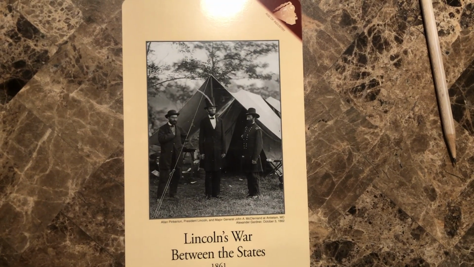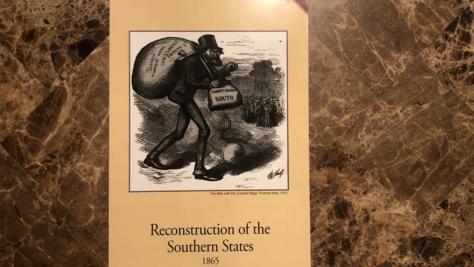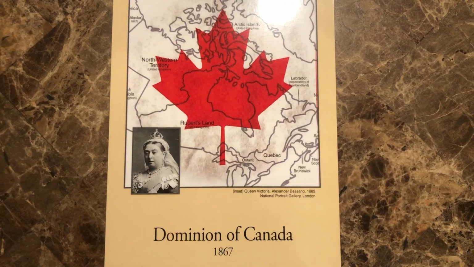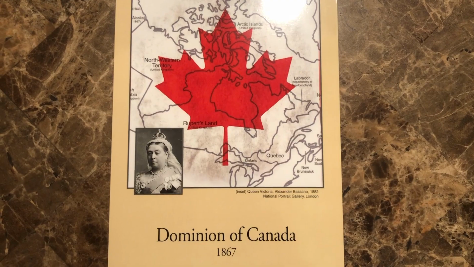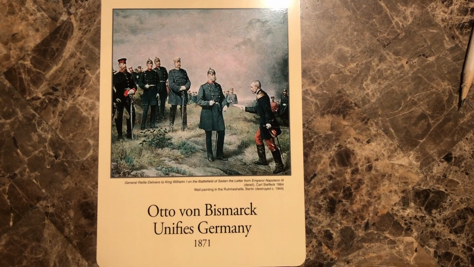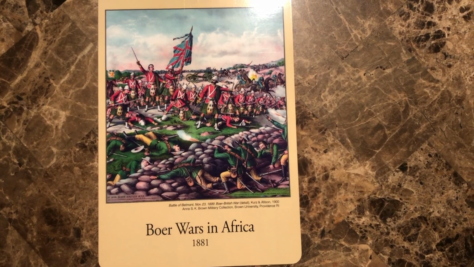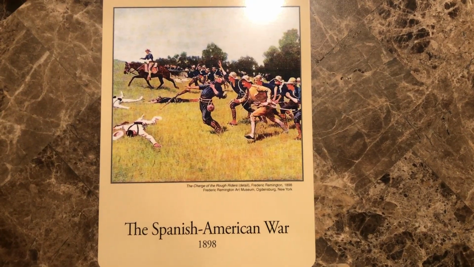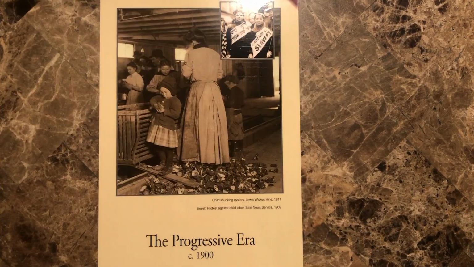Lincoln's War between the states, Reconstruction of the southern states, Dominion of Canada, Otto van Bismarck unifies Germany, Boer Wars in Africa, the Spanish-American War, the Progressive Era. Week 19 timeline. It starts out with Lincoln's War between the states.